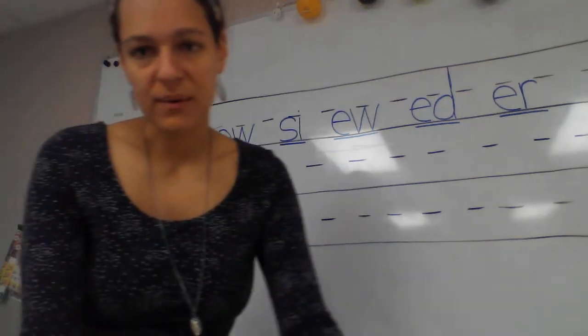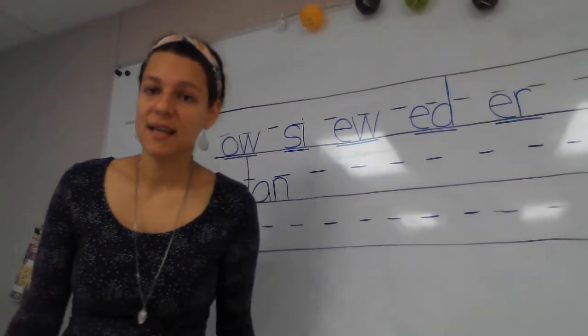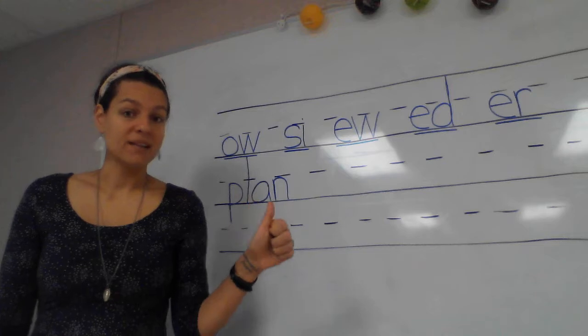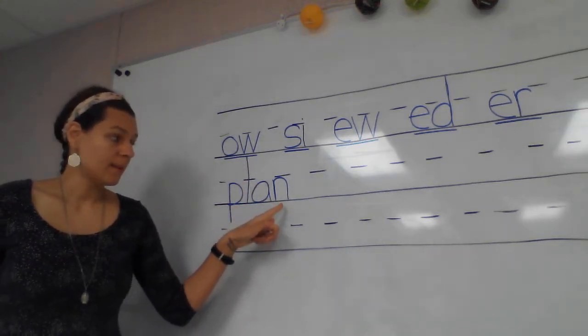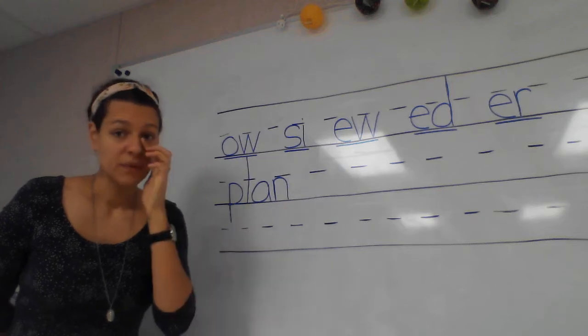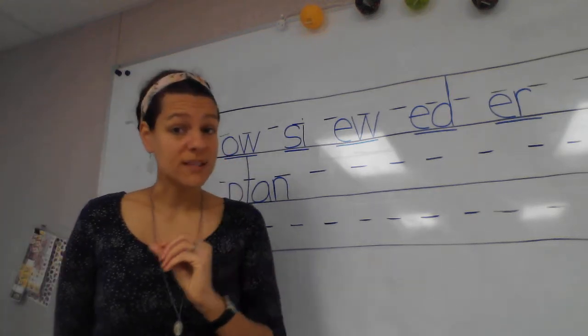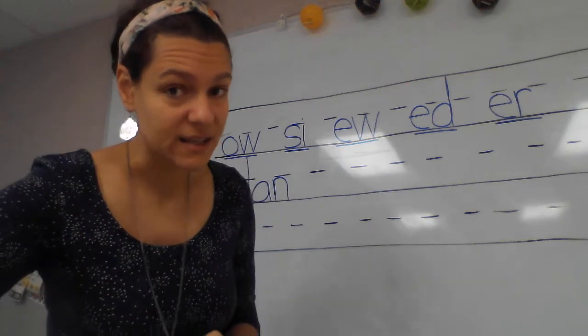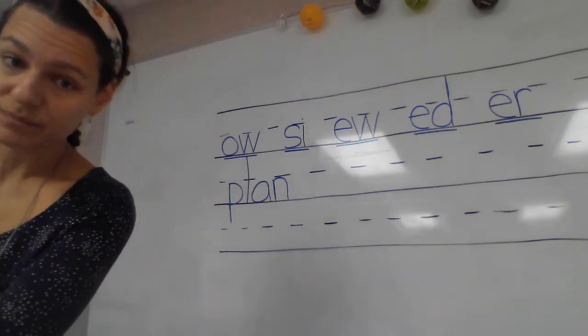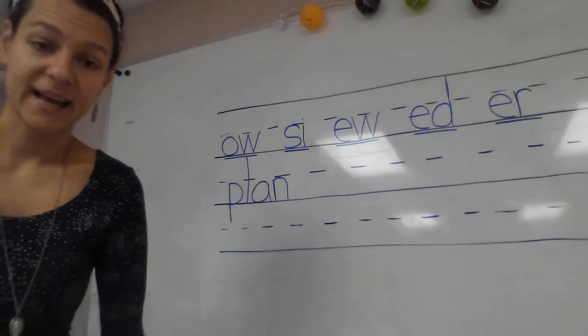Excellent. All right, class, plan is a 1-1-1 word. That means it has one syllable, ends with one vowel, followed by one consonant. So we're going to add a vowel suffix to our 1-1-1 word. We're going to write the word planned. What's our word? Good, planned.